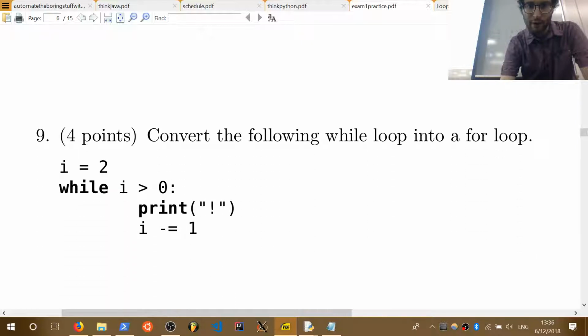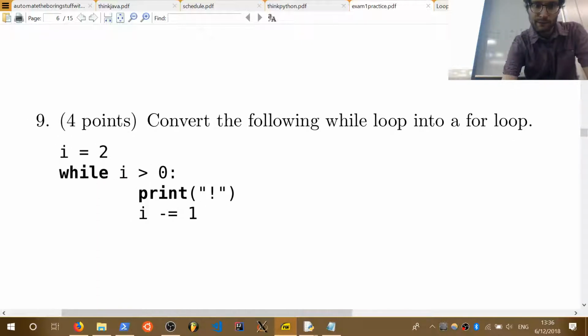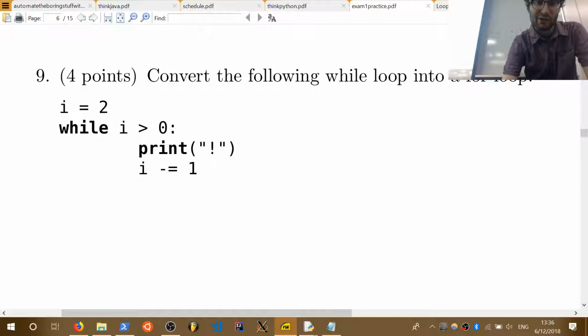So convert the following while loop into a for loop. One of my favorite questions is to do these kind of things. So i is equal to 2, while i is greater than 0. So what are i's values going to be here? This is just going to be 2 and 1 essentially here. Just 2 and 1. So we need to do a for loop over here.